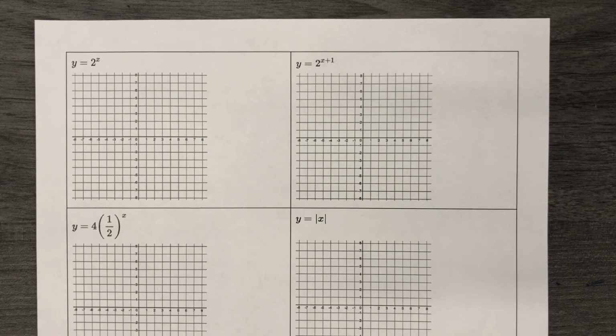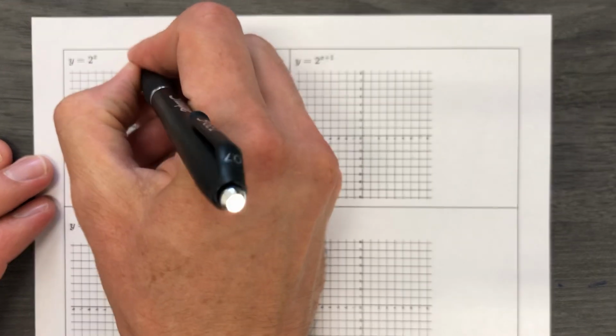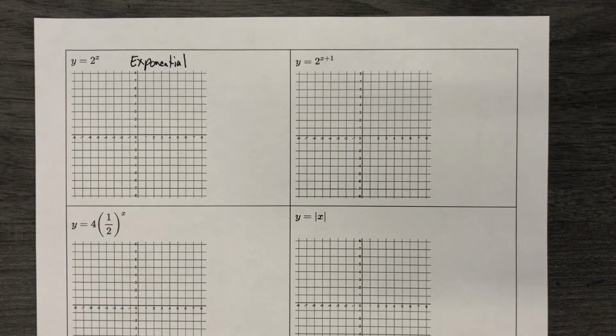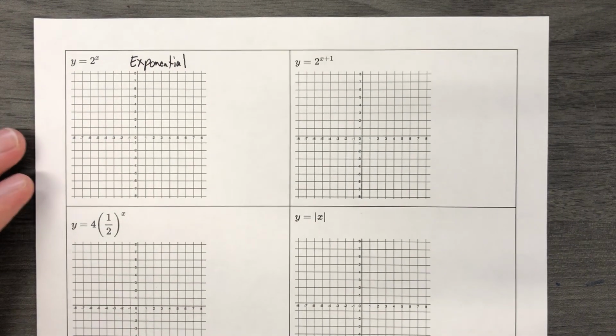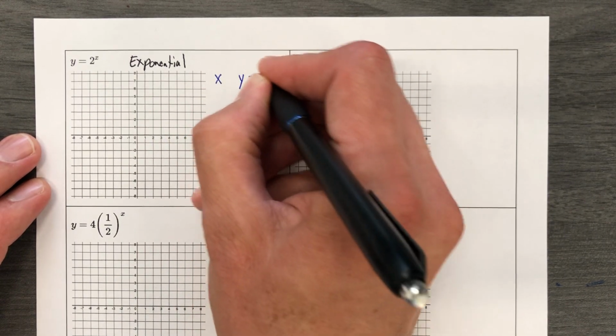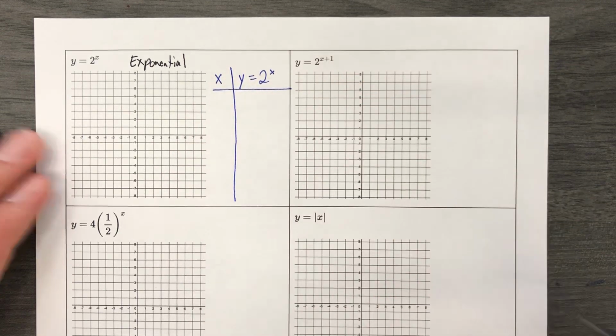Check this one out. We have a variable that is an exponent, which makes this one exponential. How fun that one's going to be. All right, let's pick a few values around the origin, and we will graph this thing. 2 to the x. It's not 2 times x, it's 2 to the x.